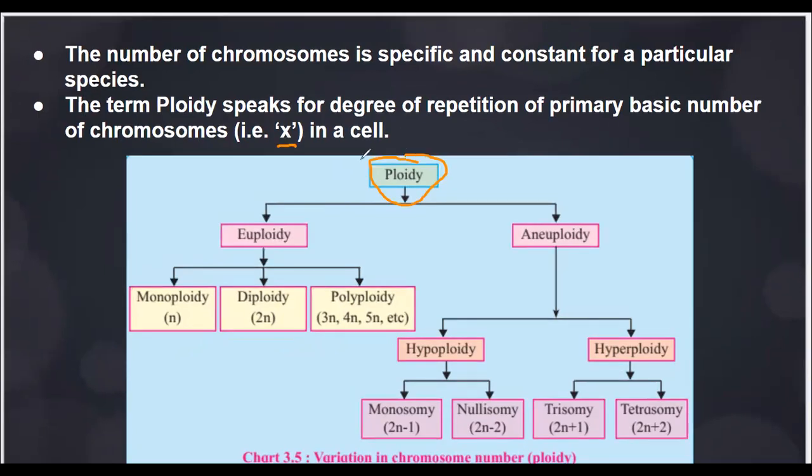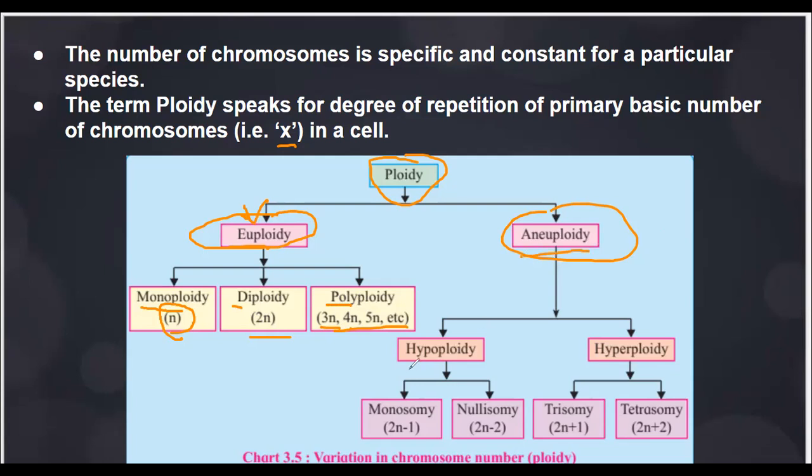For example, X in a cell. There can be two categories, euploidy and aneuploidy. First, we'll discuss euploidy, which is divided into mono, di, and poly. Mono means only one copy, one set of chromosomes. Diploidy, 2 sets. More than 2, 3, 4, 5, so poly. Poly stands for multiple, more than 2. So polyploidy. Okay, this is euploidy, the number of sets of chromosomes.